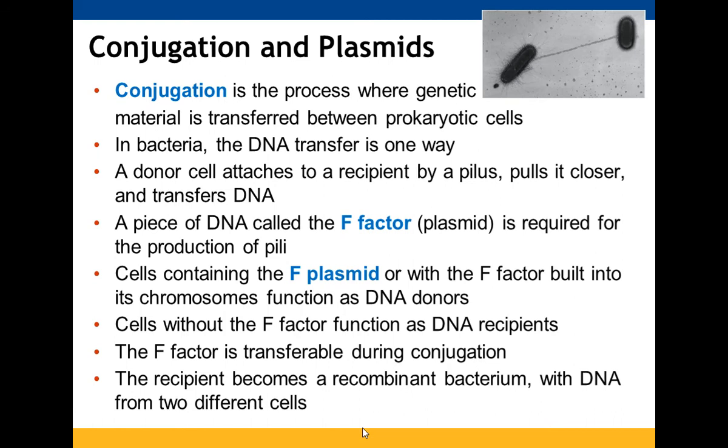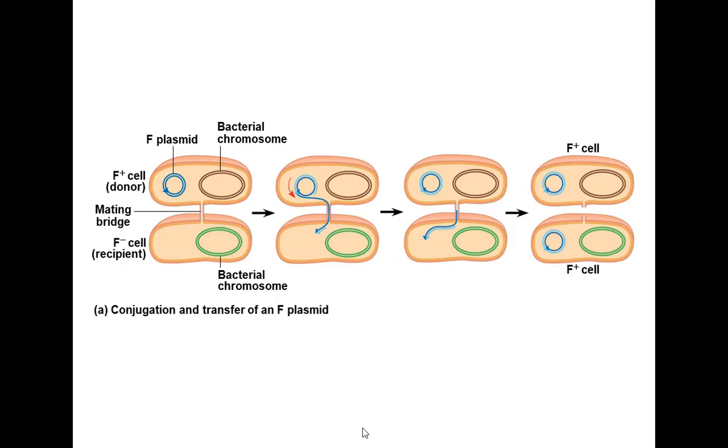It only can go in one direction. You have to have that F factor to be able to make the pili that allows the DNA to be transferred. If you don't have the F factor, you can accept the DNA, but you are not as likely to donate your DNA. You can transfer that F factor gene as a result of conjugation. And when you take in that DNA, you no longer have the same genome that you had previously.